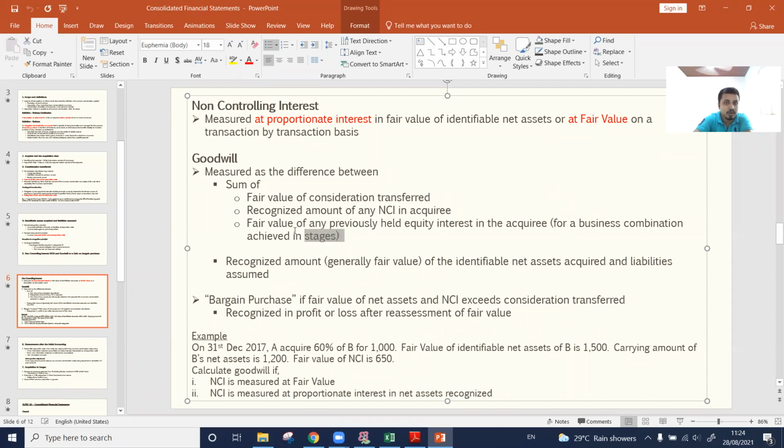But so far we have not met the third point in that. What does it say? The fair value of any previously held equity interest in the acquiree for a business combination achieved in stages. When it comes to step acquisitions, or business combinations achieved in stages, we need to consider the fair value of any previously held equity interest.